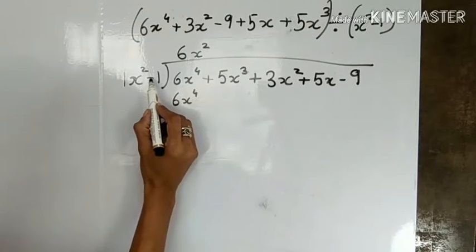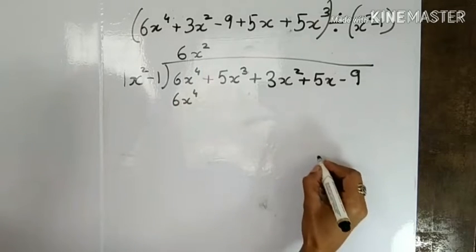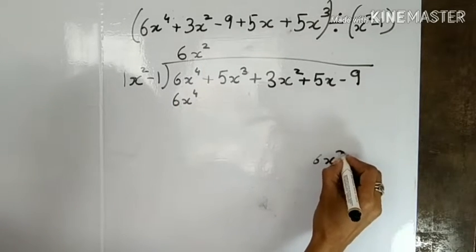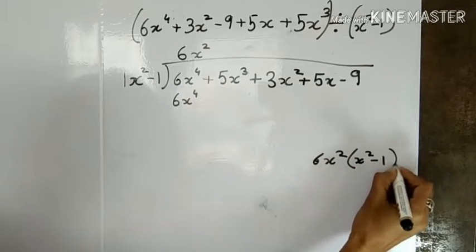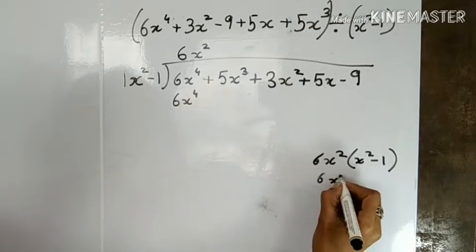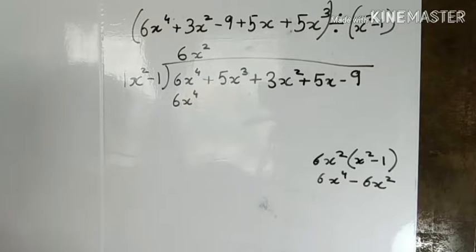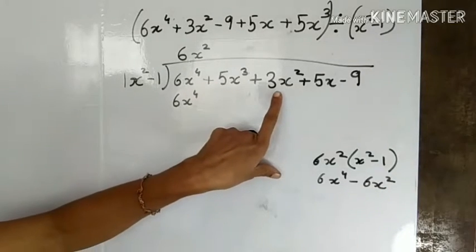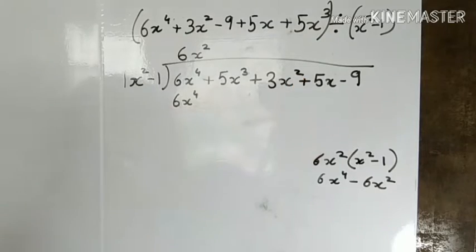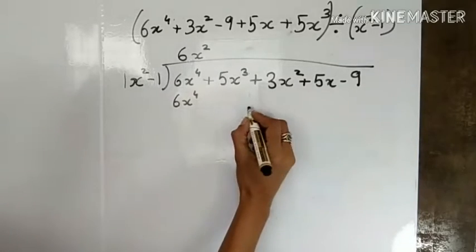The next term that I'm going to get is I have to multiply 6x square with minus 1 as well. So you have 6x square and you're multiplying this whole term, that is x square minus 1. That gives 6x raised to 4 minus 6x square. The second term is x raised to 2, so I need to write it exactly below my square term. So that gives us minus 6.